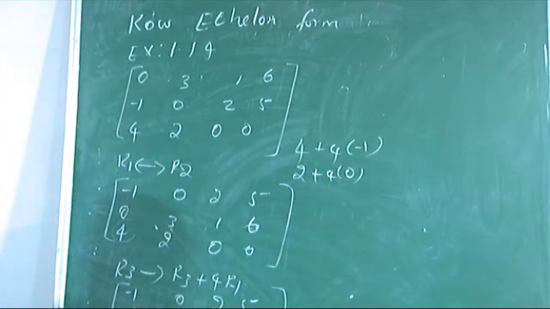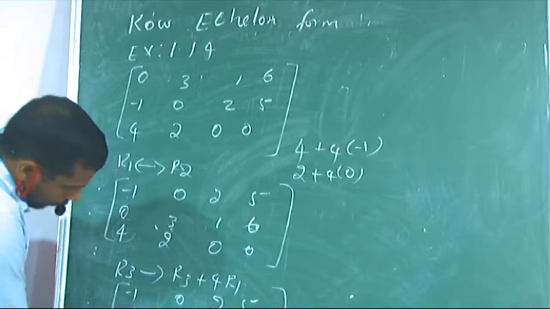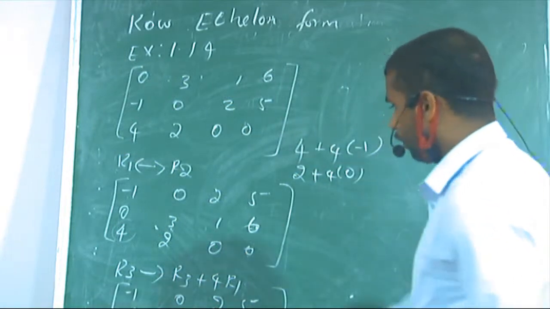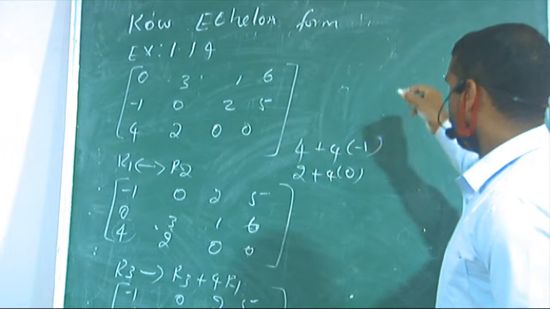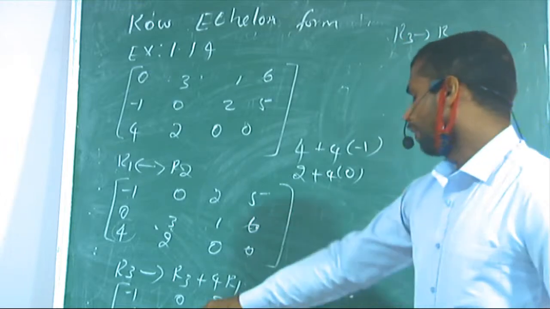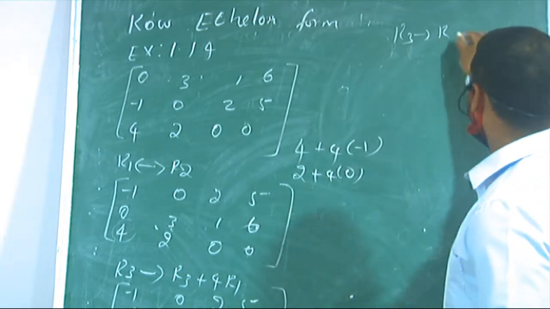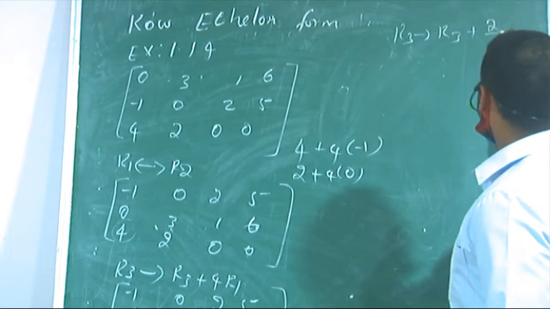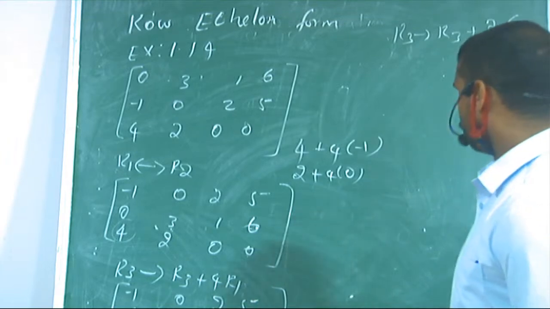Now, starting with the non-zero digit, in the second row 3 is there. So under it we should show 0. How to change it? We need to show 0 instead of 2. R2. Okay, R3 gives 3 there, so only a fraction term is possible. Fraction term means R3 plus 2 by 3 into R2.